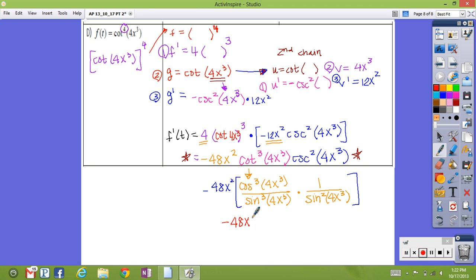So negative 48x squared multiplied by cosine cubed of 4x cubed all over sine to the 6th power now. So remember, this right here, the sine, is the same thing as sine of 4x cubed to the 6th power. Okay? So if it was multiple choice, maybe they would have this one down here, but I would accept this answer as long as I say leave it in terms of the 6 trig functions.